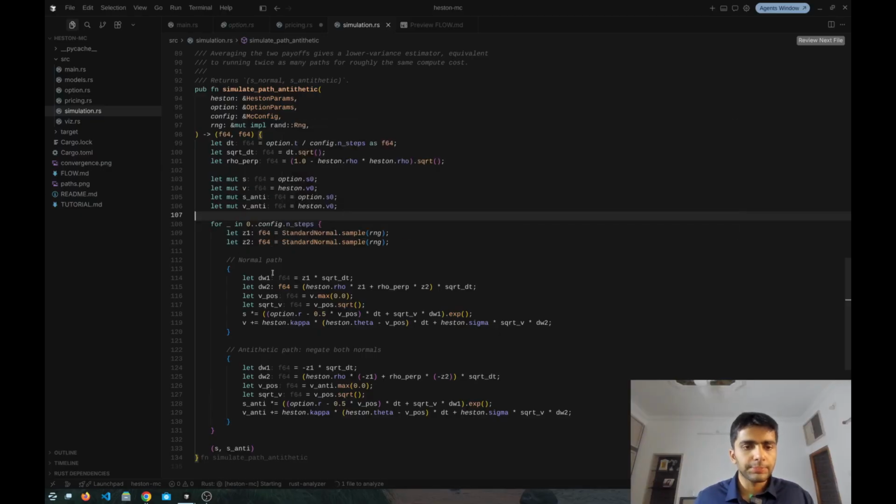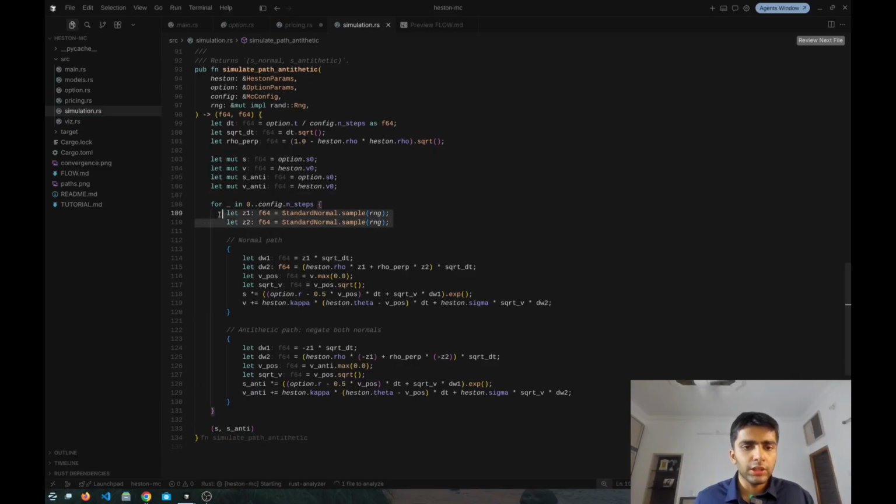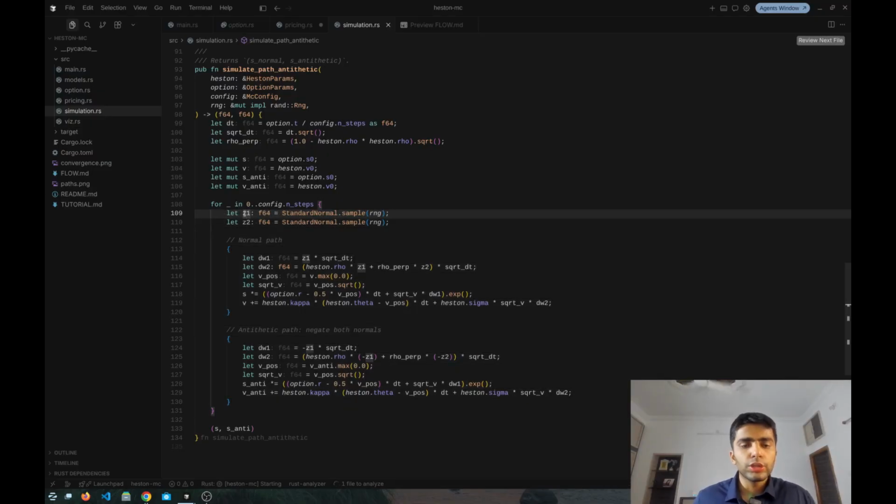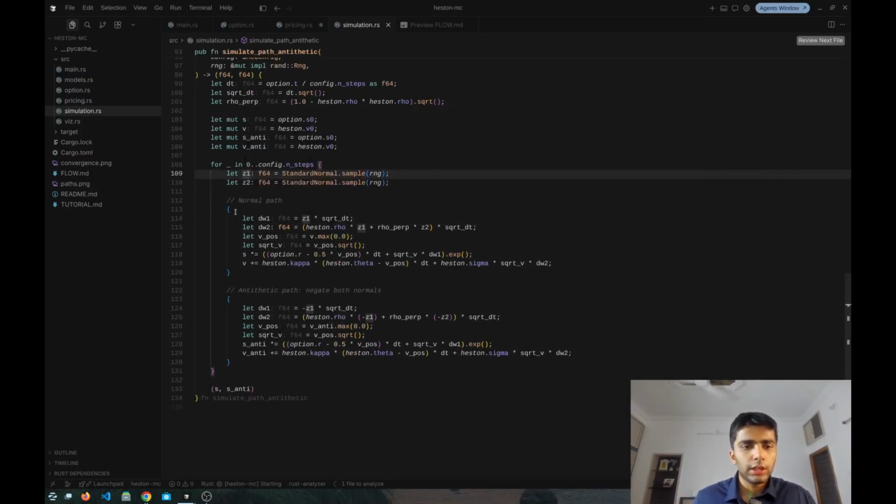And then on every iteration we'll generate two standard normal distributions, z1 and z2, and using those distributions and the Cholesky decomposition that we discussed in the theory part, we will generate the correlated Brownian motion equations. So dW1 will be z1 times the square root of dt, and dW2 will be basically this Cholesky factor, this pre-calculation that we did, multiplied by the square root of dt.